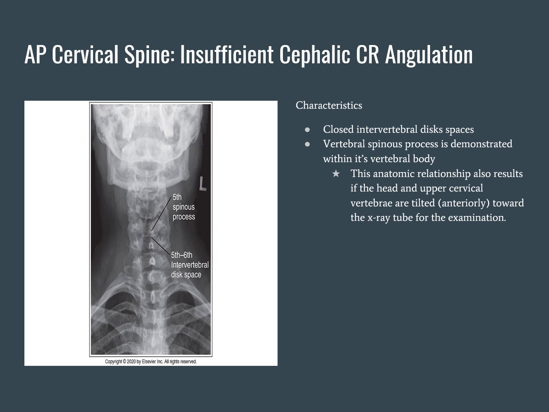These misalignments can also occur as a result if the head and the upper cervical vertebra are tilted anteriorly towards the X-ray tube for the examination. So it is our responsibility to make sure the positioning of the AP axial projection is within guidelines so that we can demonstrate the anatomy within the evaluation criteria.